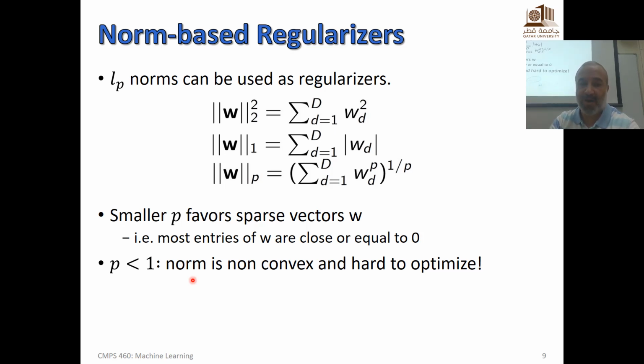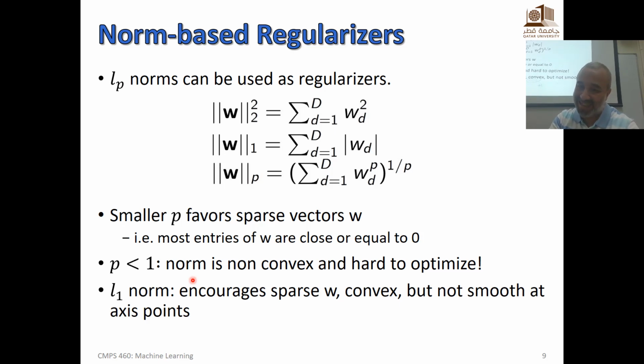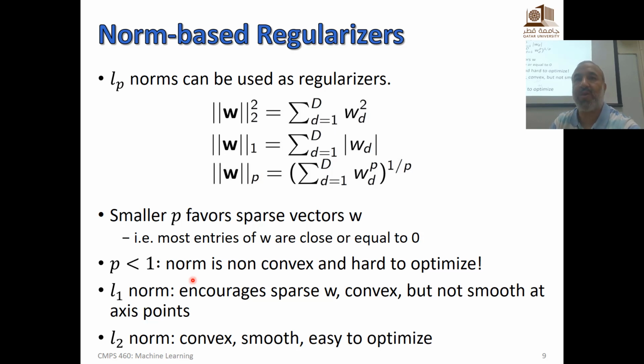Okay? But L1 is easier. Still, it's not smooth at some points, but L2 is easier than both. But with L2, as you saw, there is a higher chance that we will not actually get small values, but it's easier. Okay? So usually L1 is more used, I think, than the L2 norm.